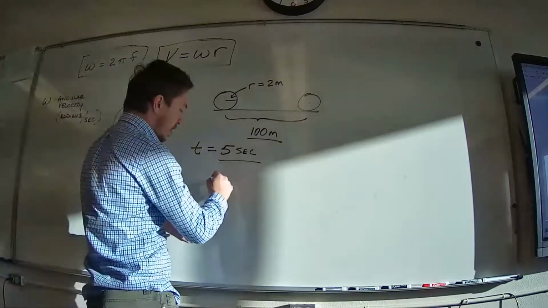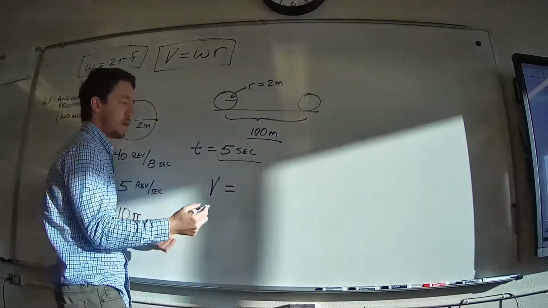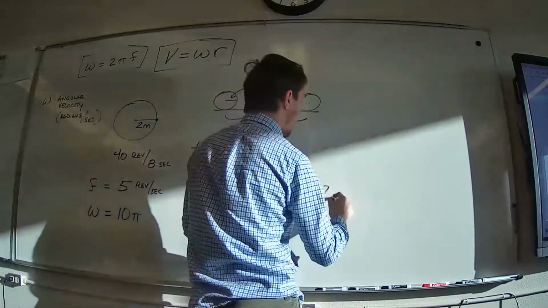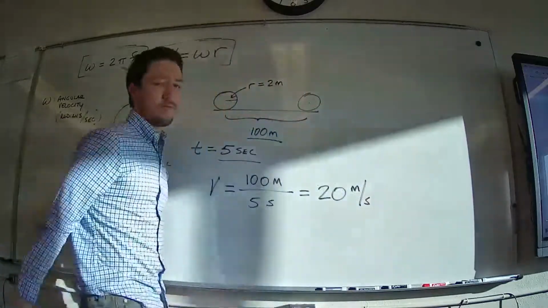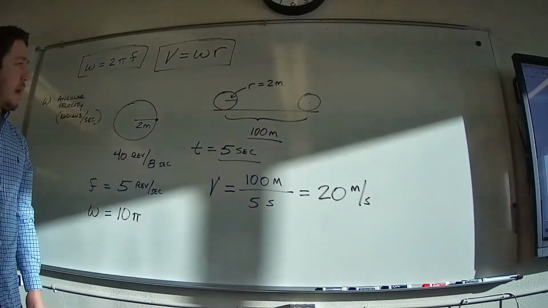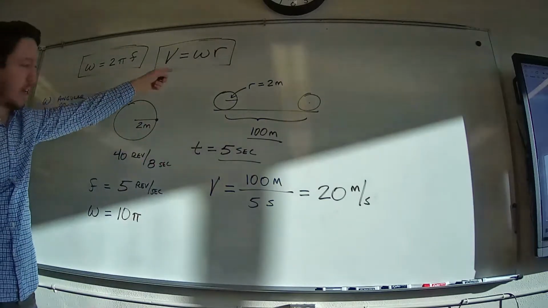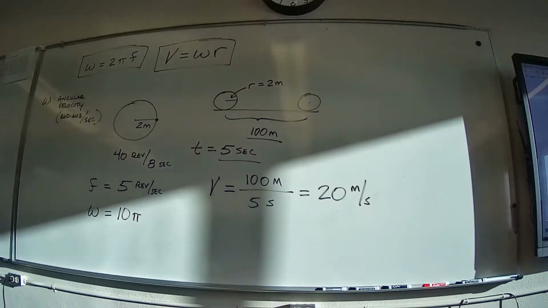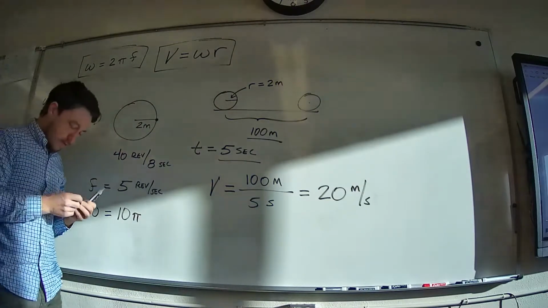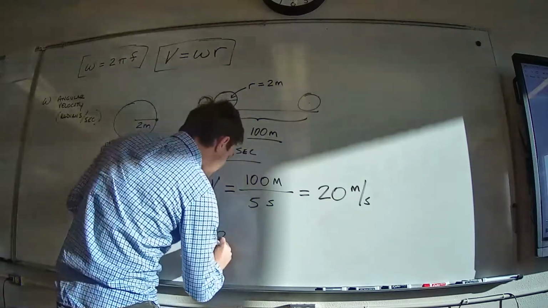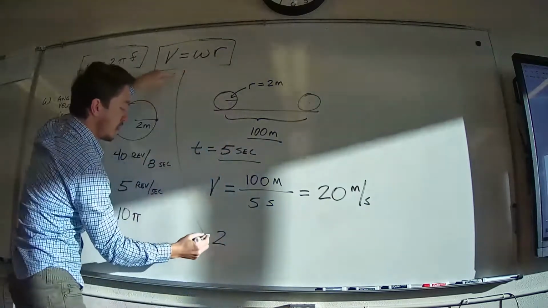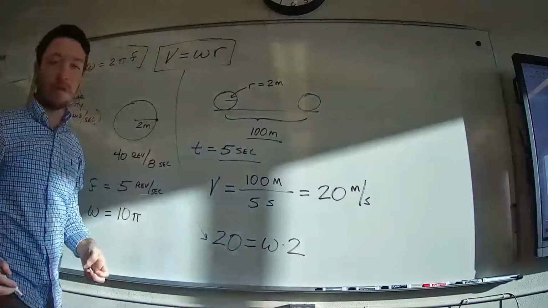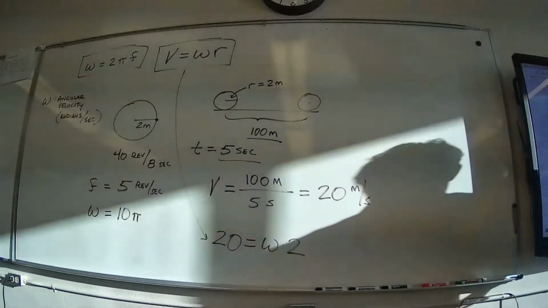The velocity, right? So I know that the velocity is what? 100 divided by 5. Very good. 20 meters per second. Okay. Now, this relationship is very handy because I can write this same formula, right? 20 equals omega times r. So omega is 10 radians per second.